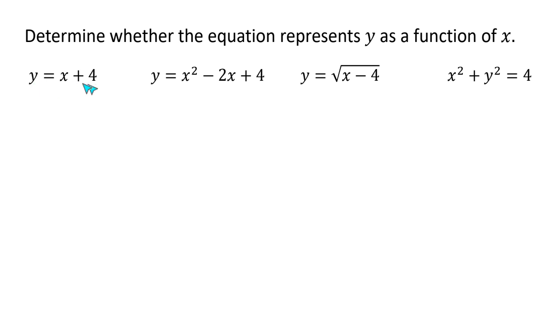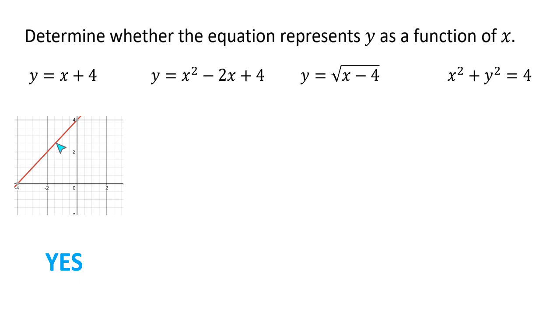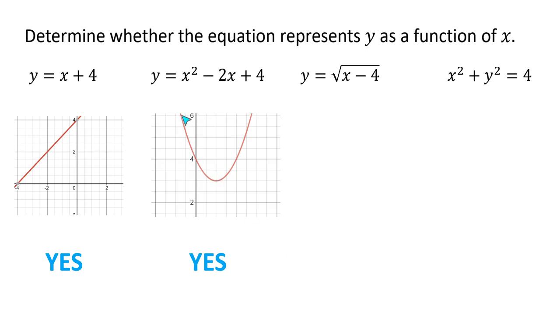So this first one, we know it's a line, so it's going to look something like this, right? Any line is going to pass the vertical line test, so that's going to make this a function. If we look at the second equation, since the highest power is a 2, that means this is quadratic, so the graph is going to be a parabola. If we draw the parabola, it will pass the vertical line test, so it's also going to be a function.